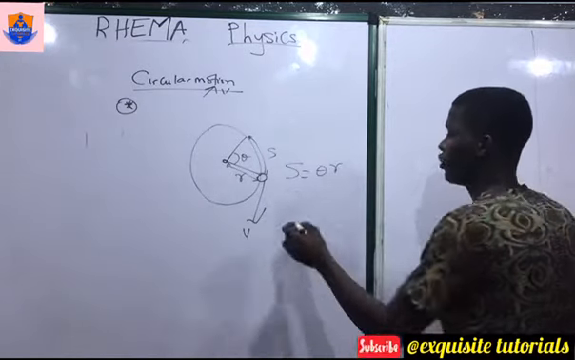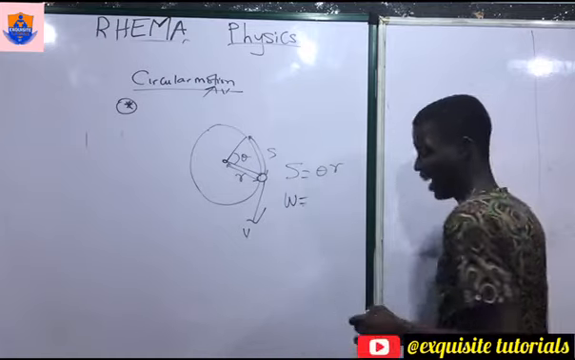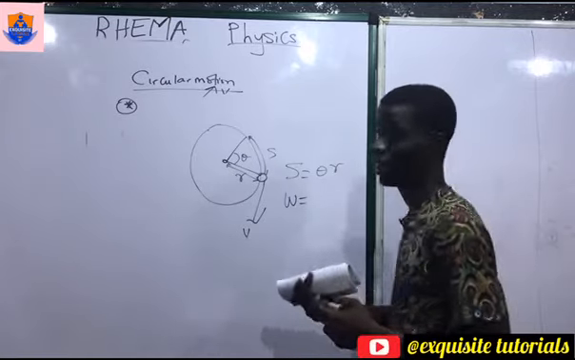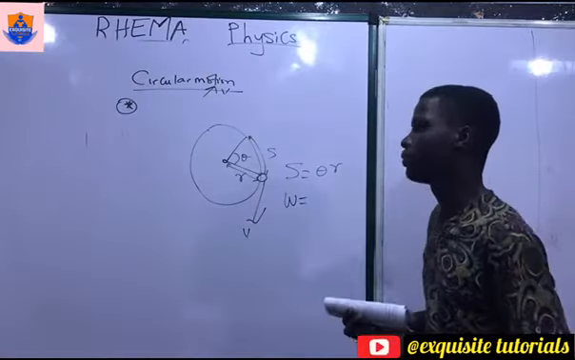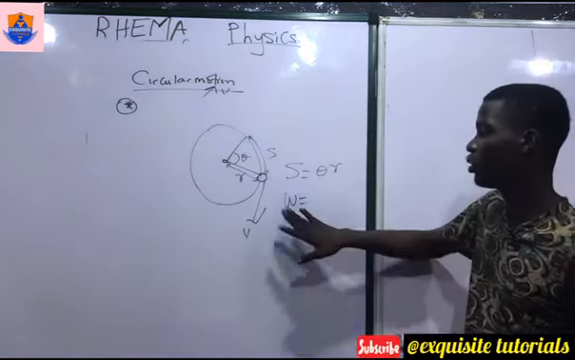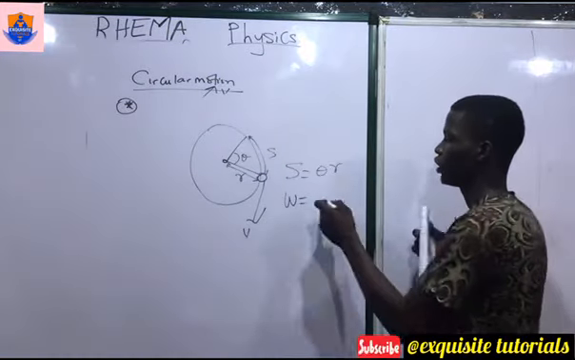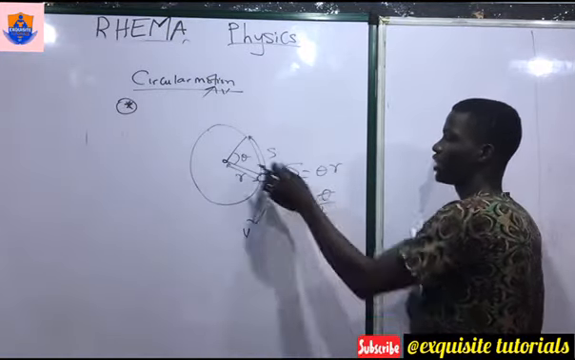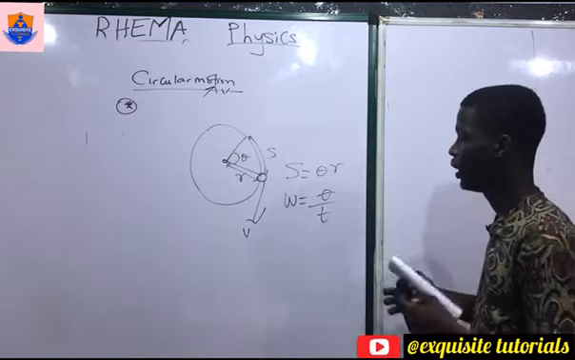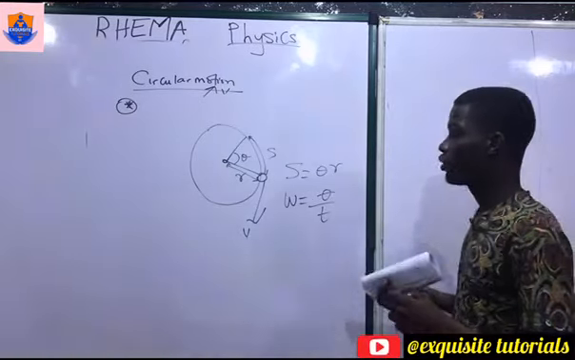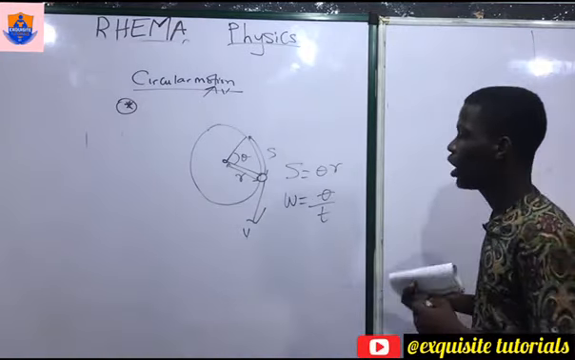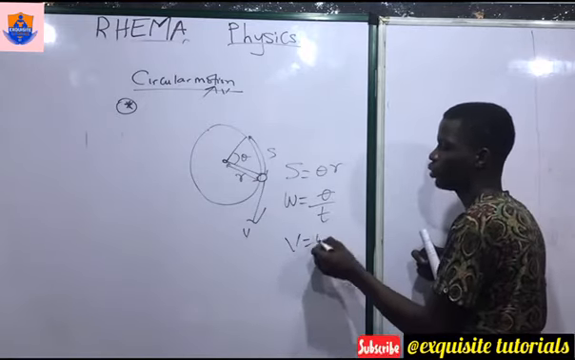So another formula is our w, our angular speed, or rather our angular velocity. This angular velocity is equal to theta over t, that is our angular distance divided by the time. And our v is equal to w r.